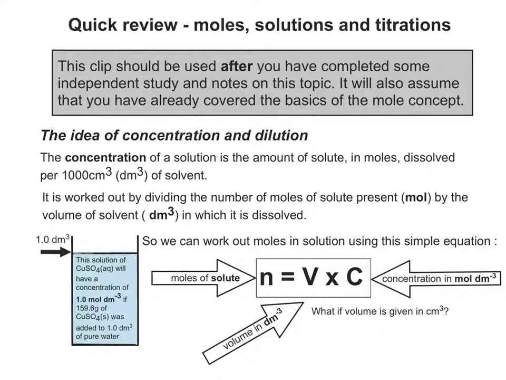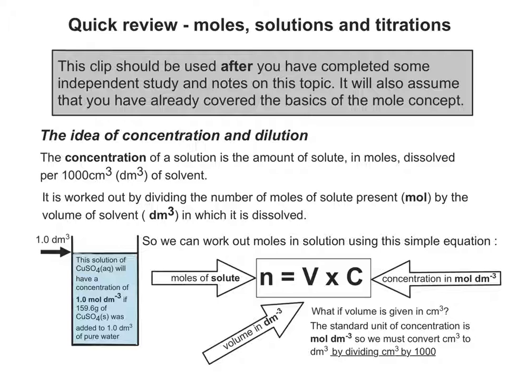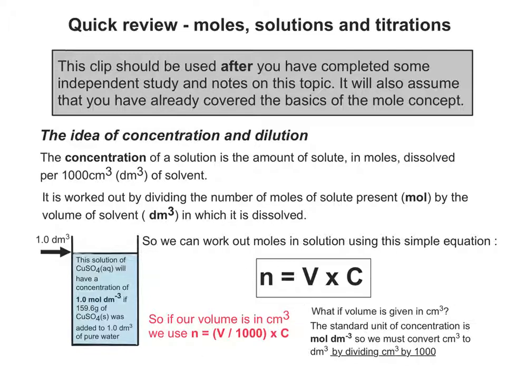However, what happens if in your question or in your titration or in your workings you're given the volume in centimeters cubed, not decimeters cubed? The standard unit of concentration is always moles per decimeter to the minus 3. So if we get our volume in centimeters cubed, we need to convert it to decimeters cubed by dividing centimeters cubed by 1000. So if our volume is in centimeters cubed, we simply use n equals V over 1000 times C instead.